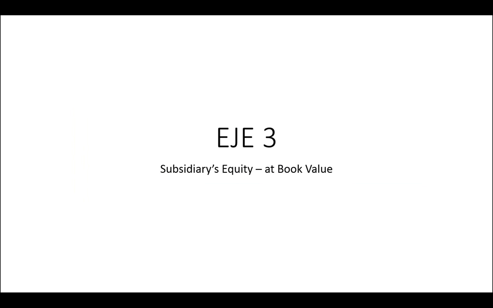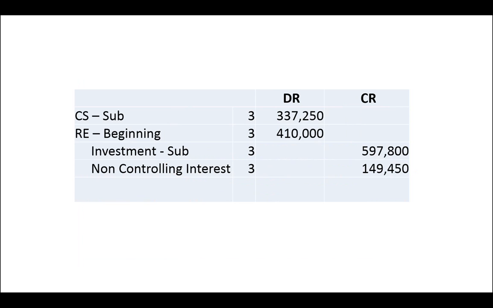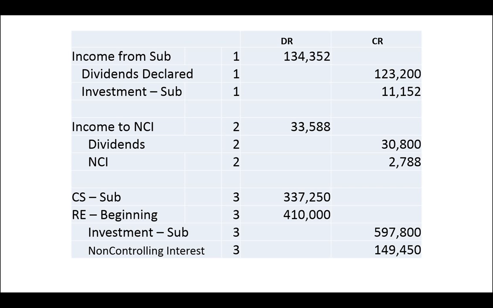The next thing we need to do is eliminate the subsidiary's equity at book value. That again will come from the book value schedule, and that was very similar to EJE1 that we made right after acquisition. We're going to debit common stock, debit retained earnings, credit the investment in sub, and credit the NCI for the values that we identified in the schedule. And then we recap everything, put them all in one place, just a combination of those EJEs.